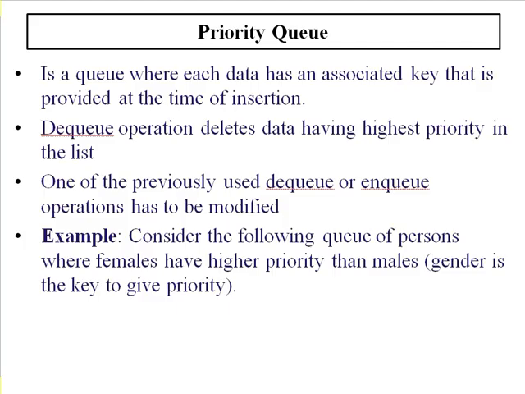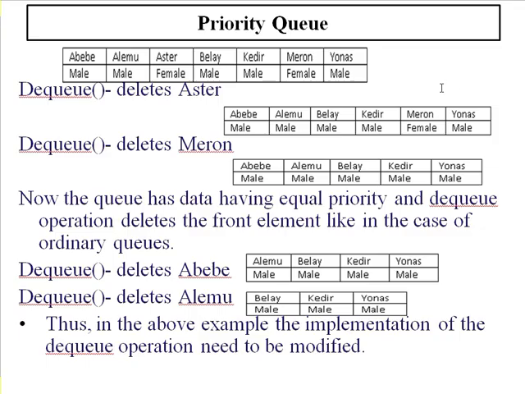For example, if we have a queue of persons, like the females having higher priority than males, that is, the gender is the key. Gender is a key attribute that is indicating the priority level. So if females have higher priority than males, assuming that the priority queue is filled like this during the insertion: above the first element, the second, the third, and fourth. Those are the persons filled inside the priority queue.